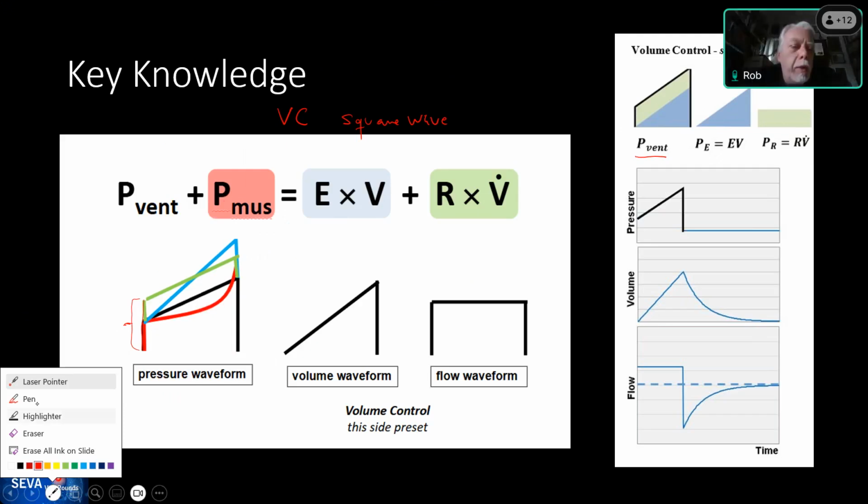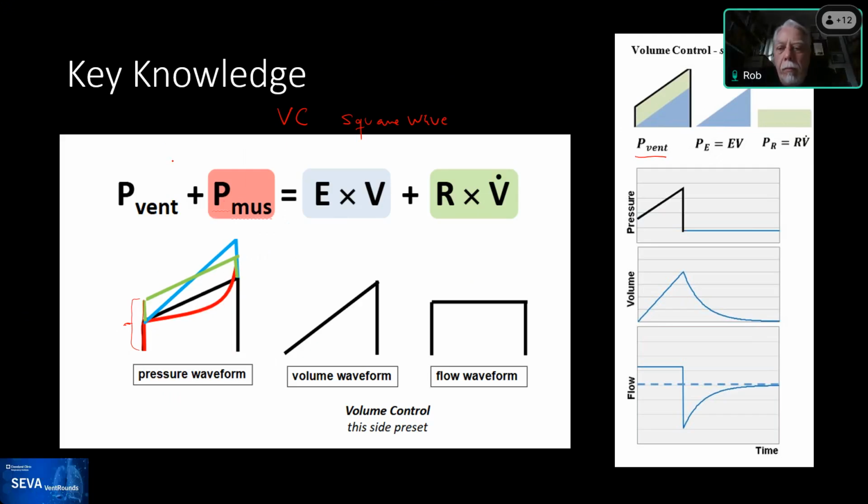So that's why the waveform gets deformed that way in volume control. I love that. And you're highlighting the concept of work shifting, right? So for the total work of breathing, if the PMUS is active, it's going to take away some of the P-vent required to overcome the elastic and resistive load, correct? That's a good way to say it.